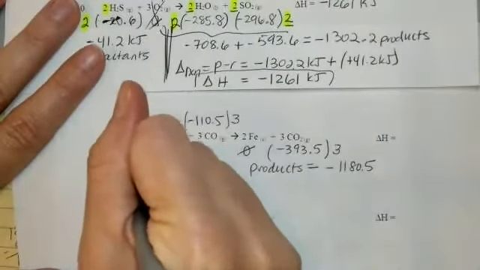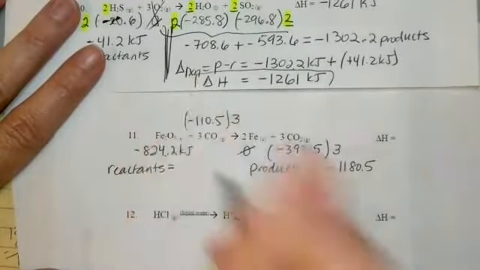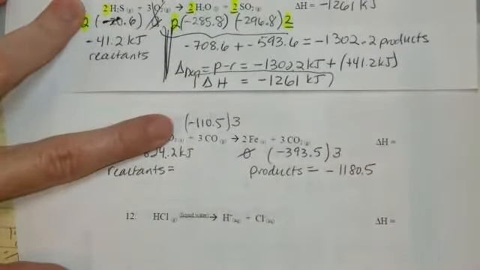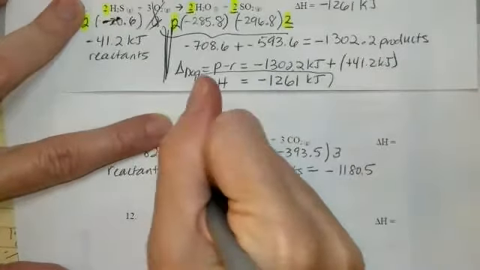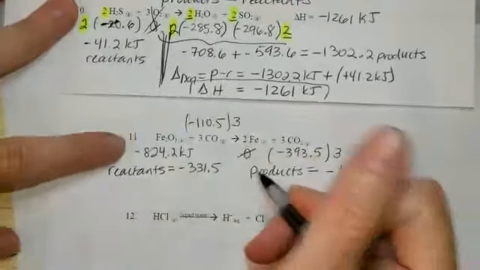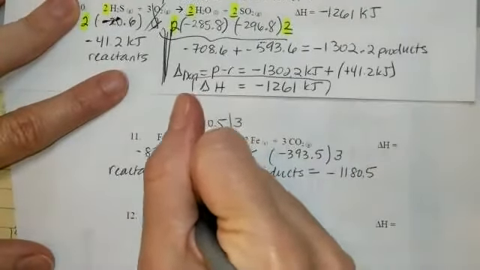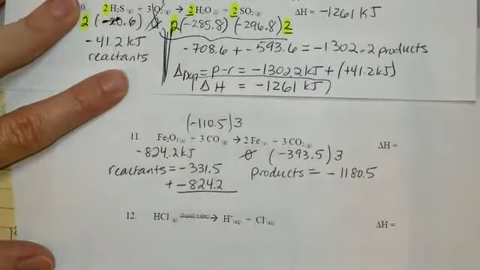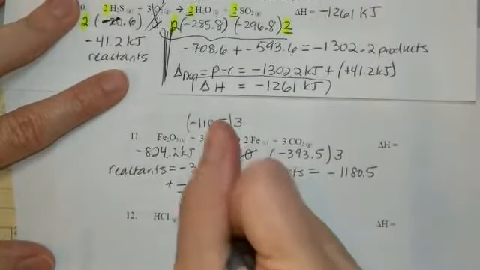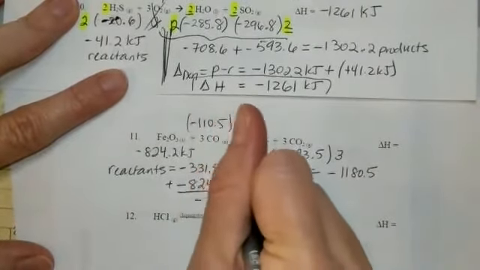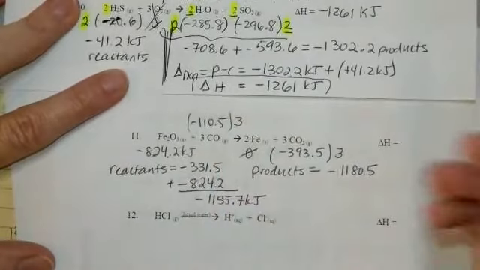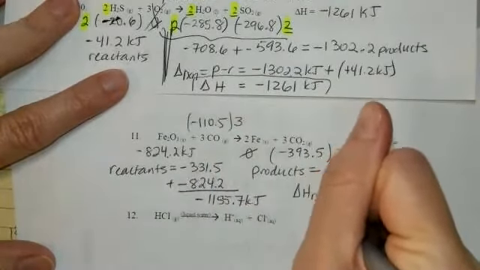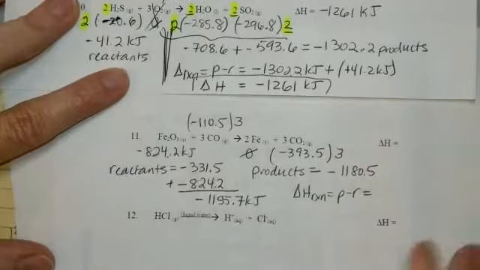Now for the reactants, I've got the 110.5 for the carbon monoxide times 3. So negative 331.5, and then added to a negative 824.2 for the iron(III) oxide. So when I add those two together, I get overall negative 1155.7 kilojoules. So when I go to find my delta H for the reaction, again, products minus reactants.